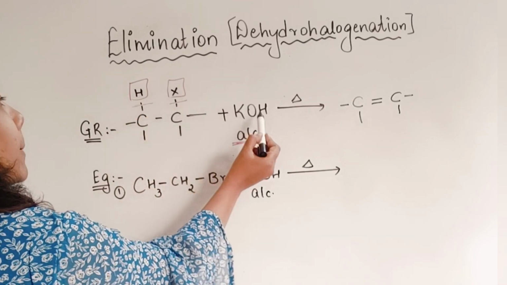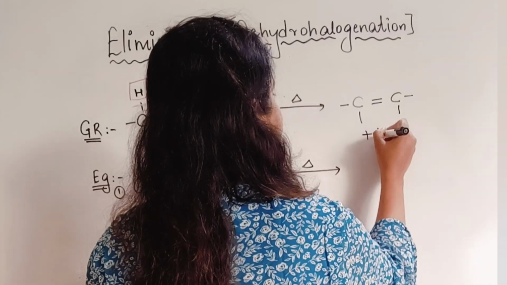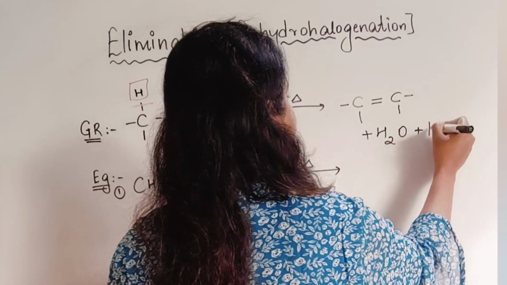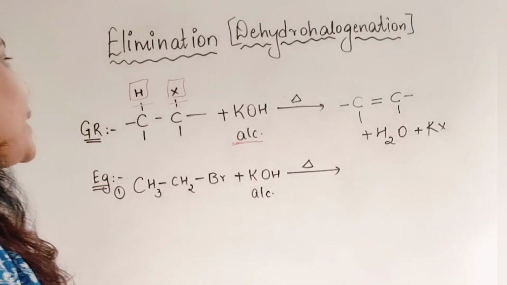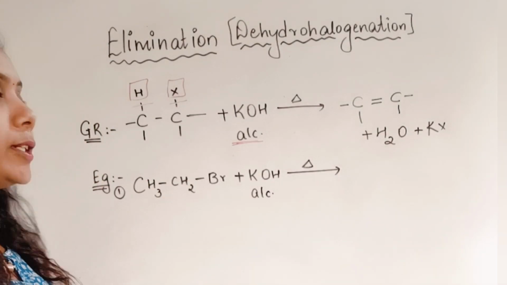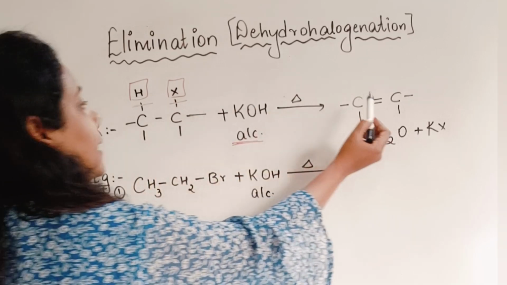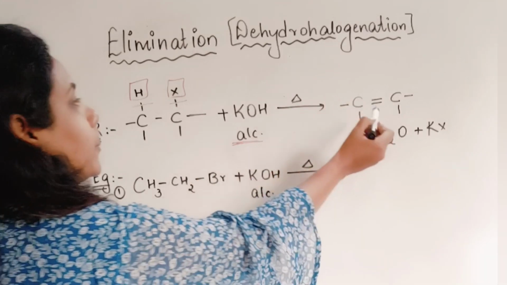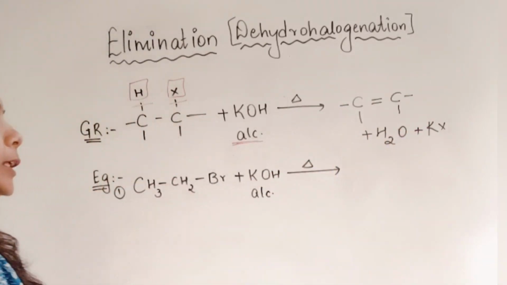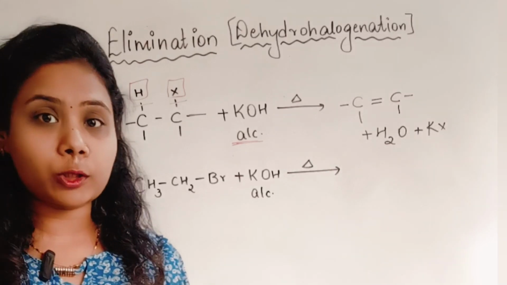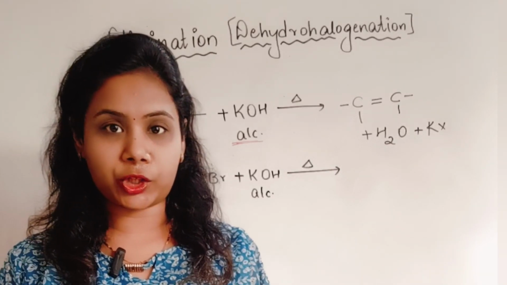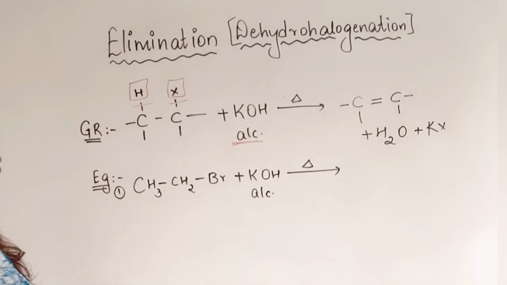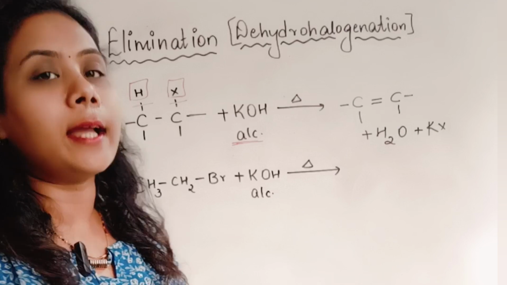Next, H will combine with OH in order to form H2O, plus K will take up X and form KX. So in short, whenever an elimination reaction takes place, the single bond is getting converted to double bond. So in short, there is a breakage of a bond, and in the product you will get one additional bond. Clear? Now this reaction is also called dehydrohalogenation reaction because there is loss of hydrogen as well as halogen in order to form the corresponding alkene.